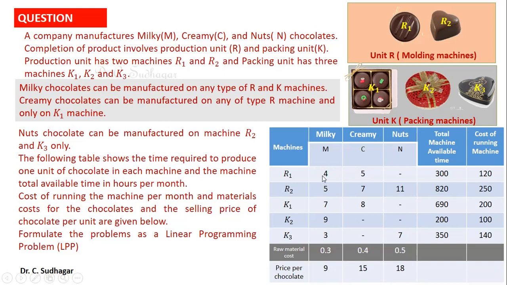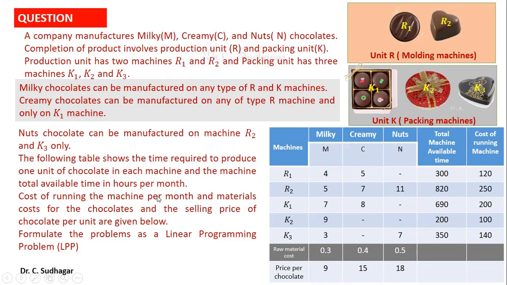Okay, so if you are making on R1 and K1, you have to process for 4 hours to make one chocolate and you have to process 7 hours to make one box. So one chocolate, one box, that is the calculation. Even though 4 chocolates are shown here, for our understanding this box is required to pack only one chocolate. So this is per unit. The diagram is given for our understanding.